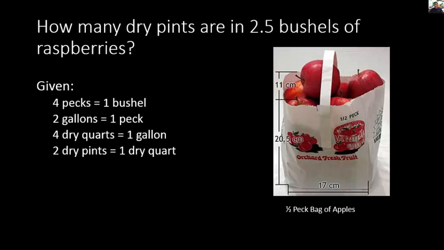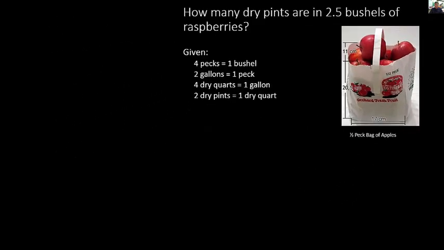But these units are a little bit odd, at least compared to the metric system, but we can use them to try to find an answer to the particular question. So we're given these things, right? So we're given that 4 pecks equals 1 bushel, and I can use this information to figure out how many dry pints are in 2.5 bushels of raspberries. And I'm going to do the same thing we did before, and I'm going to piece together all these fractions that represent these relationships so that I can then end up getting to the correct unit.